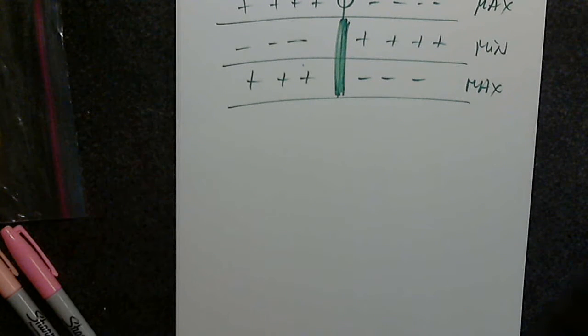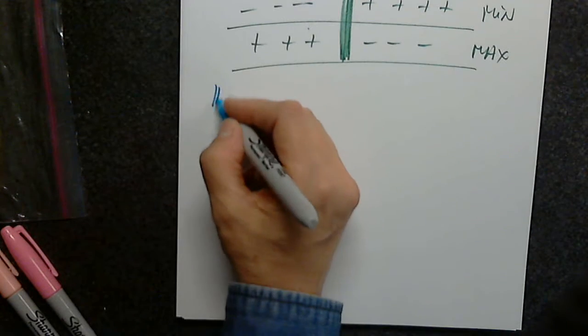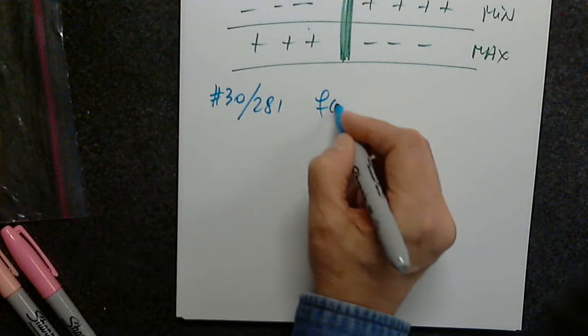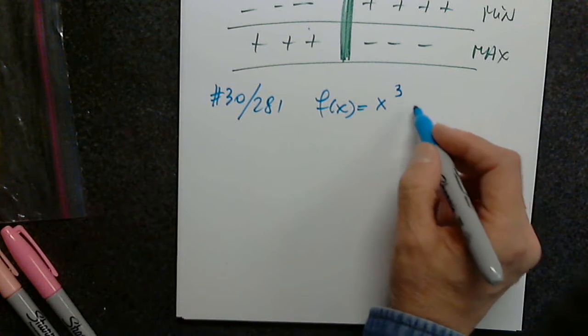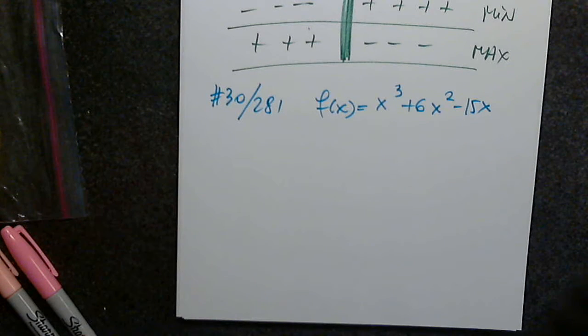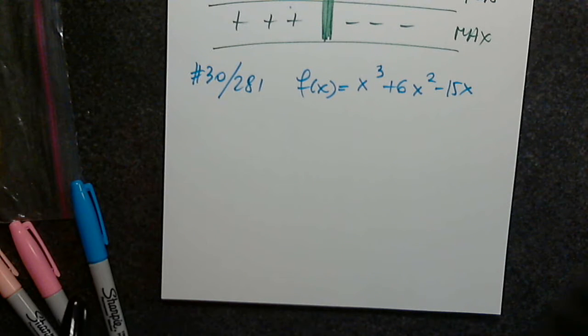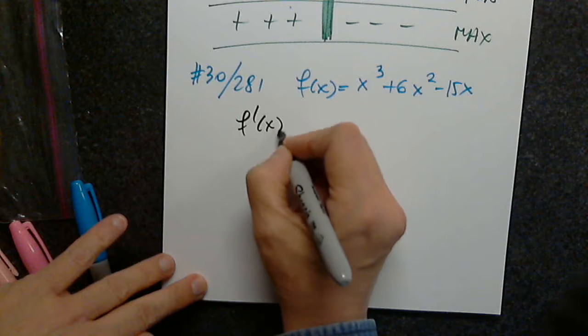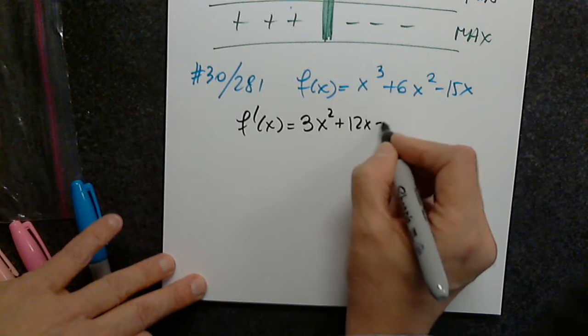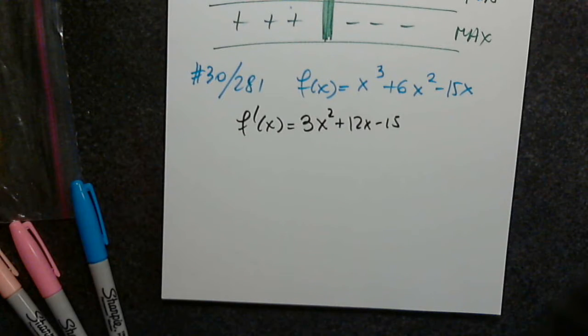So on page 281, I'm going to start with a simple one like 30. On page 281, we have f of x equals x cubed plus 6x squared minus 15x. My glasses are too strong for this small distance here. Okay, perfect. So the question here is, find critical numbers. What type of function is it? It is polynomial, very good, degree 3, perfect. So let's find the derivative, which is 3x squared plus 12x minus 15. Would you agree with that? Good.